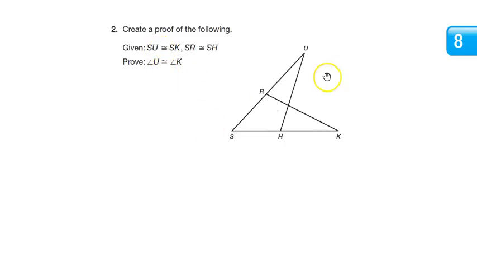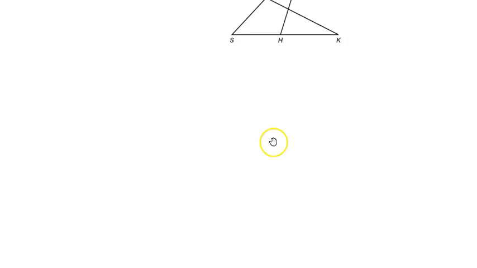So given that SU is congruent to SK, that's one side each. That's the long side of these little triangles here. Then you have SR congruent to SH. Those are the short sides of the corresponding triangles. So you have two sides already that are congruent. And then if you notice carefully, both triangles have the same exact angle S. So angle S, side, angle, side, each of these triangles should be congruent by side, angle, side. If the triangles are congruent by side, angle, side, then you have angle U and angle K being congruent.